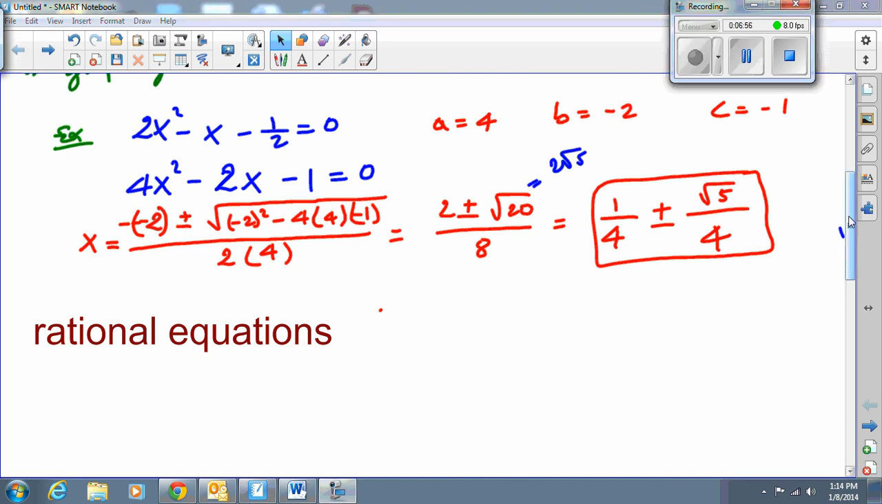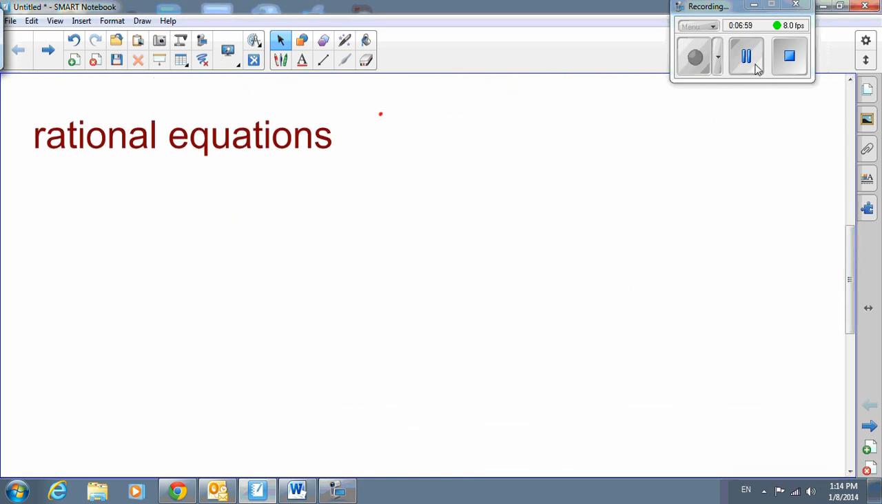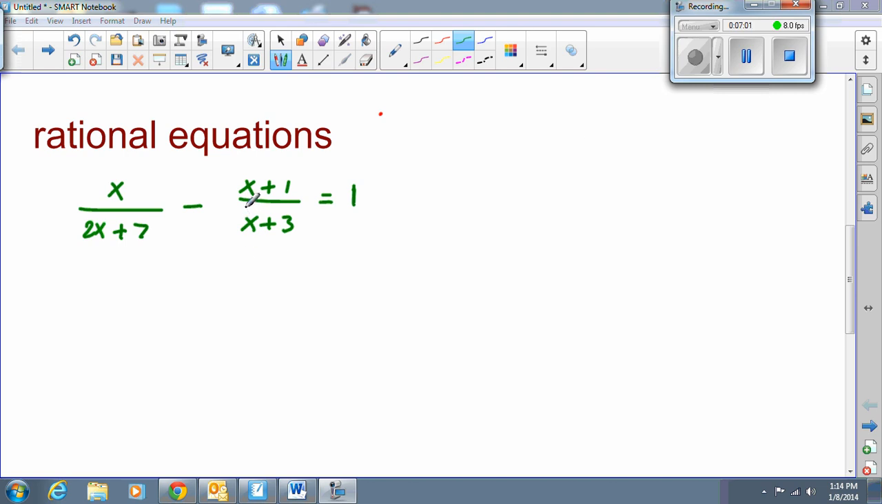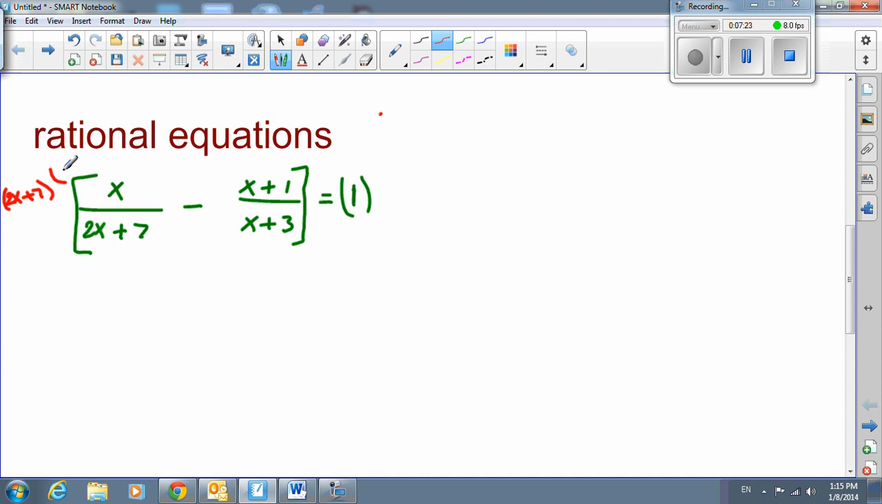For rational equations, I will give you this example. To solve this rational expression, the first thing I will try to get rid of is this long denominator. To get rid of these denominators, I will multiply the whole expression, including the 1, by the common denominator, which is 2x plus 7 and x plus 3, on both sides.